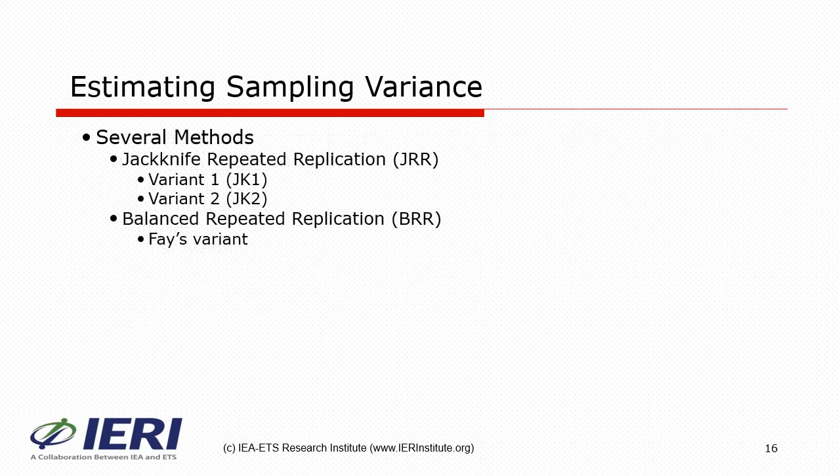There are several replication procedures that can be used. We have the jackknife repeated replication and two variants, jackknife 1 and jackknife 2, and balanced repeated replication with a Fay variant. In PIAAC, currently, we use only jackknife 1 and jackknife 2.